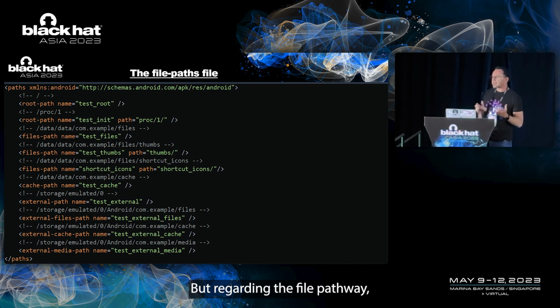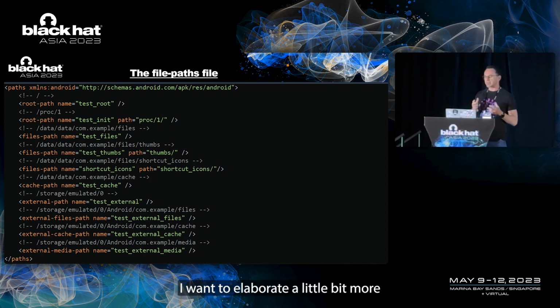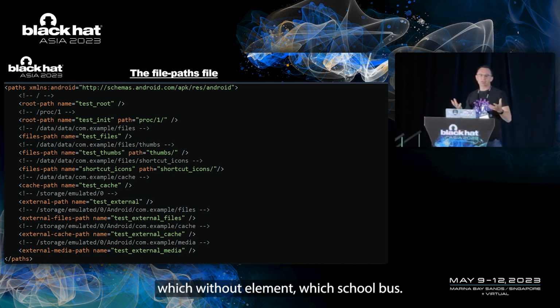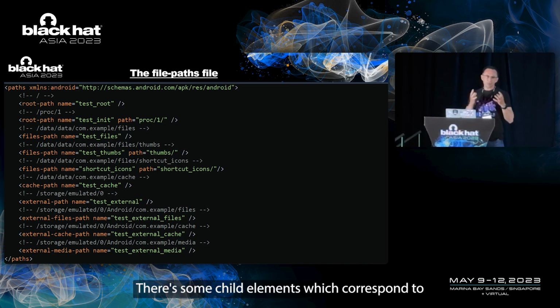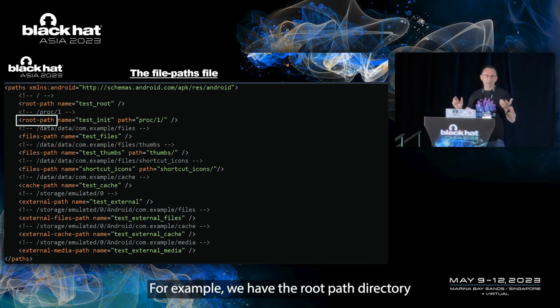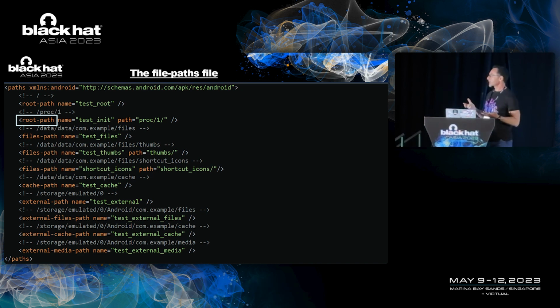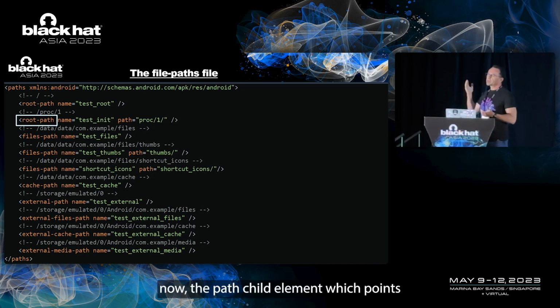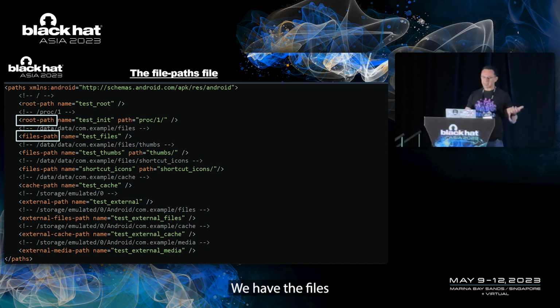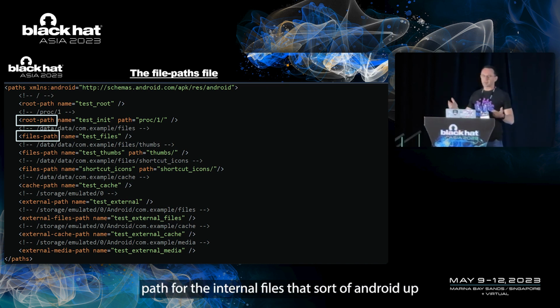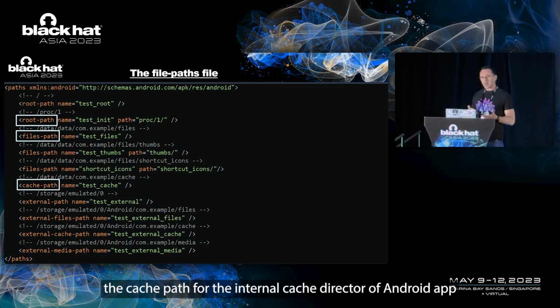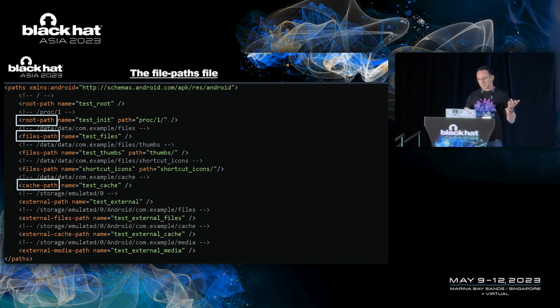Right. Regarding the file paths file that I mentioned before, I want to elaborate a little bit more, due to the fact that I'm going to use it while I'm describing the Dirty Stream attack. It is an XML file with a root element called paths, and some child elements which correspond to commonly used directories by Android apps. For example, we have the root-path child element, which points to the root directory of the device. We have files-path for the internal files directory of an Android app, cache-path for the internal cache directory of an Android app, and so on.